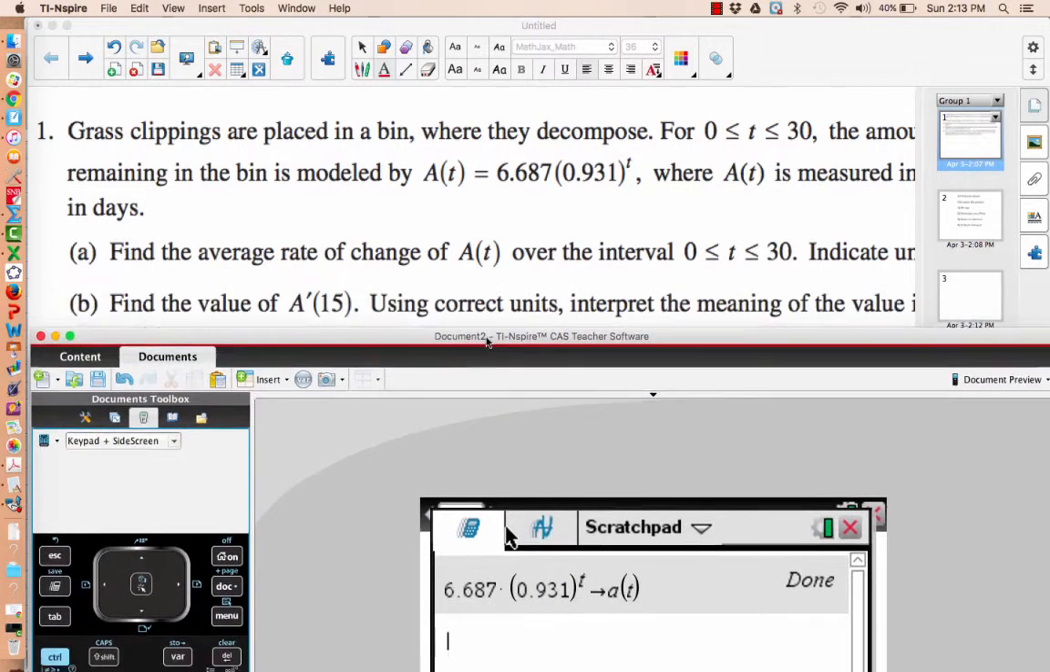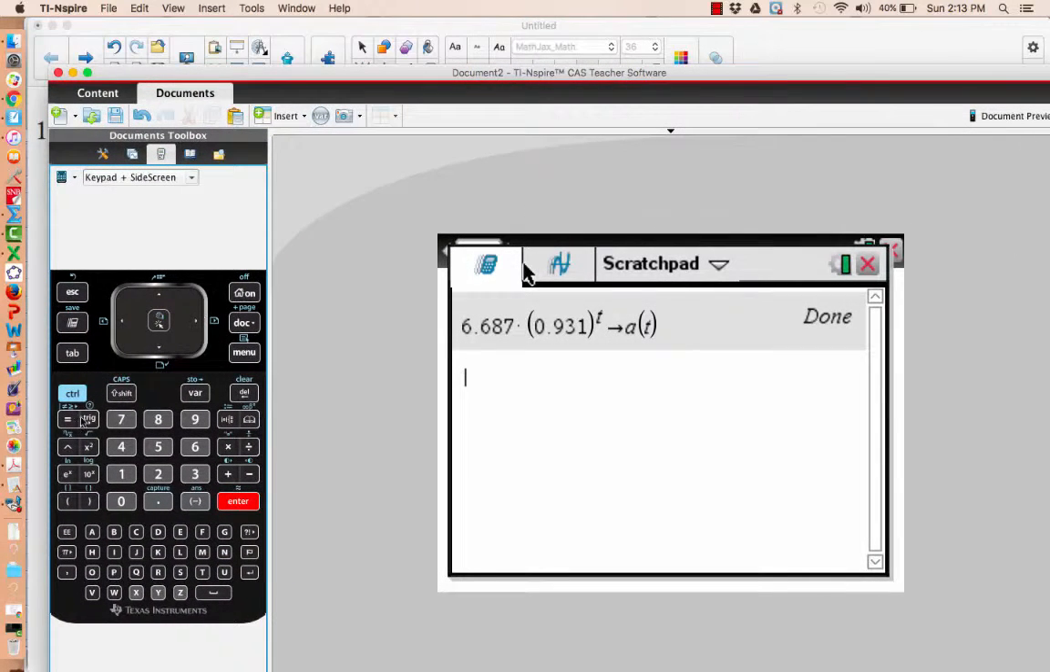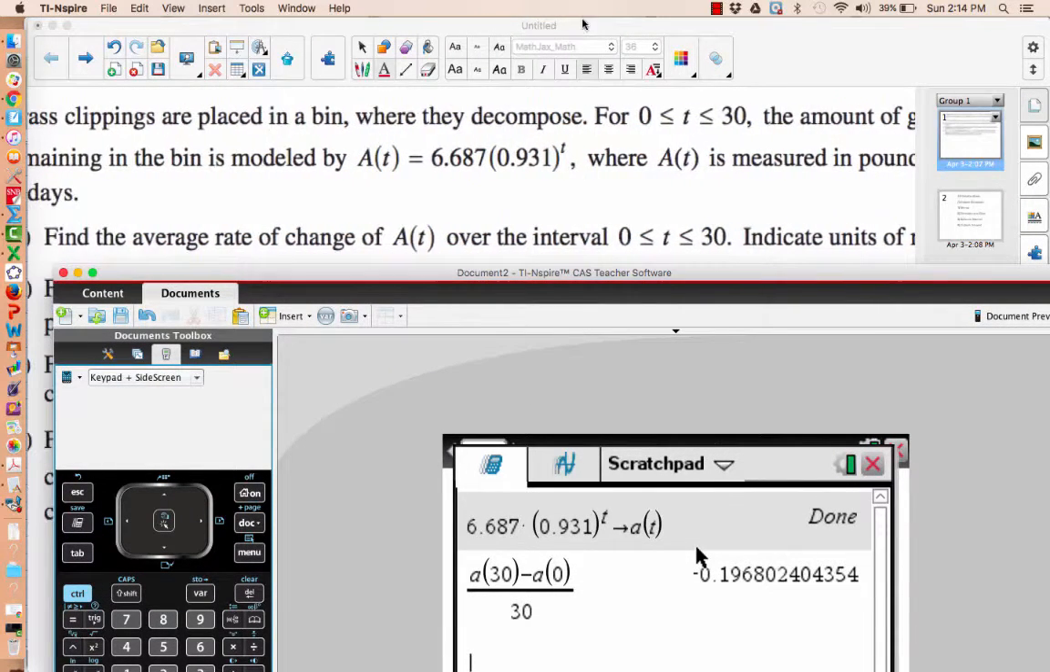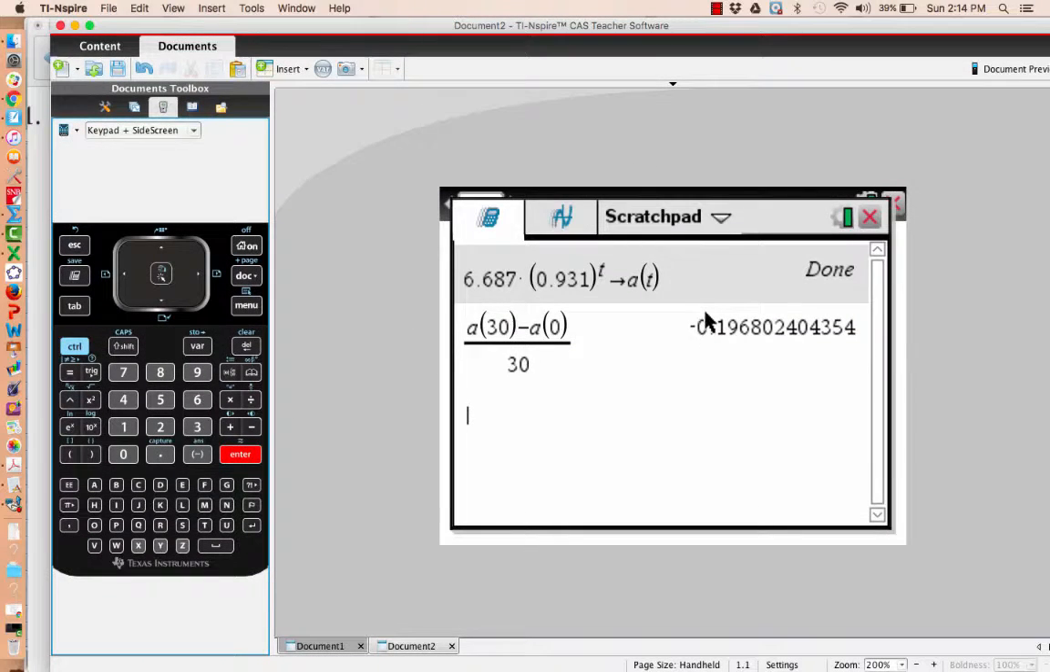Now, we're asked to find the average rate of change of A between 0 and 30. So I need my difference quotient set up. We're going to have the amount of clippings at 30 minus the amount of clippings at 0 over 30 minus 0, or just 30. Control equals to get the decimal approximation. So on average, the amount of clippings is changing at this rate between 0 and 30. The units here would be whatever the units are for A, which were pounds, and then whatever the units are for t, which is days. So this would be pounds per day, which means the amount of grass clippings is decreasing on average between 0 and 30, and that makes sense because they are decomposing.